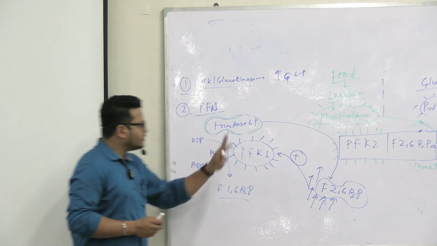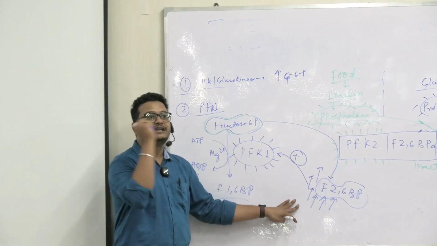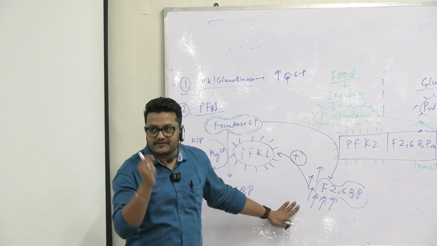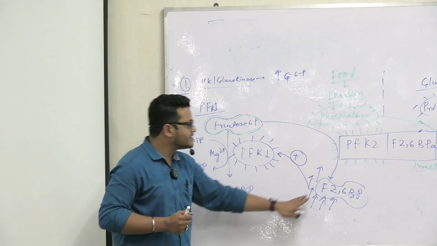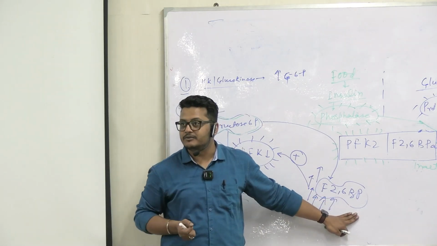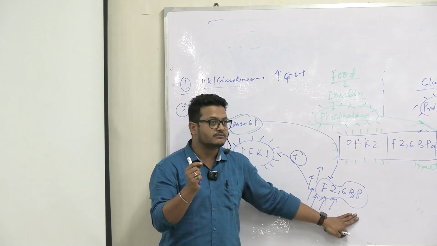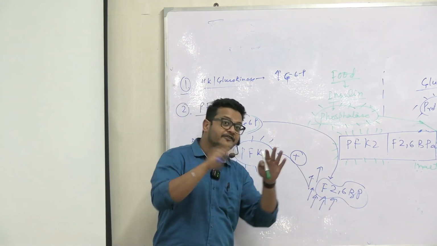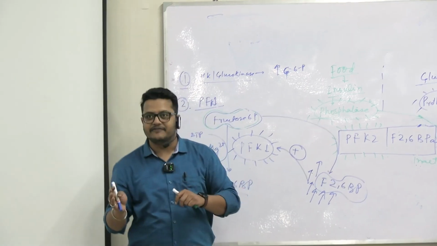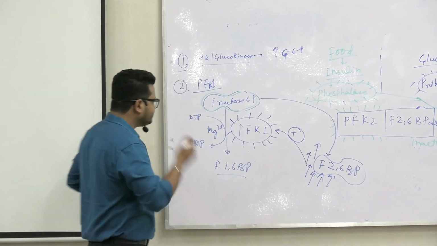Fine. So the most important, the most potent positive allosteric effector of glycolysis is fructose 2,6-bisphosphate. Yes or no? Most potent, most important. Is that clear? Apart from that, there are some other allosteric effectors. See, you can guess it.